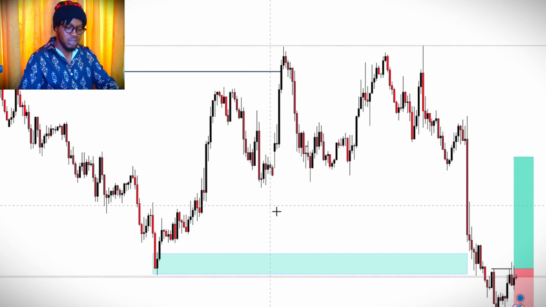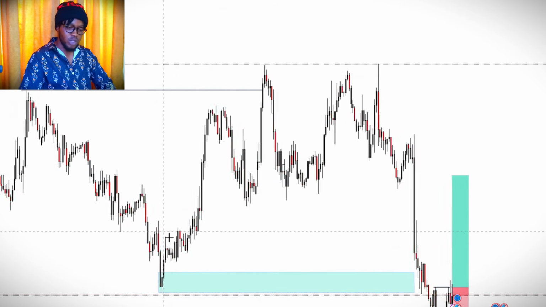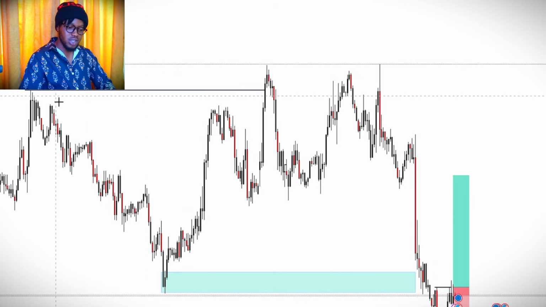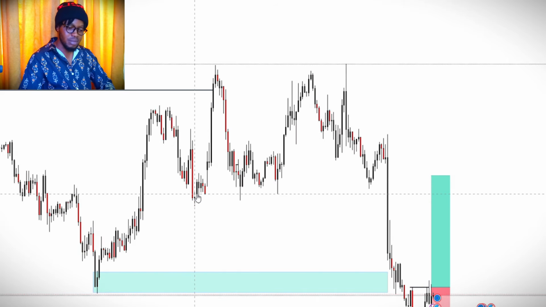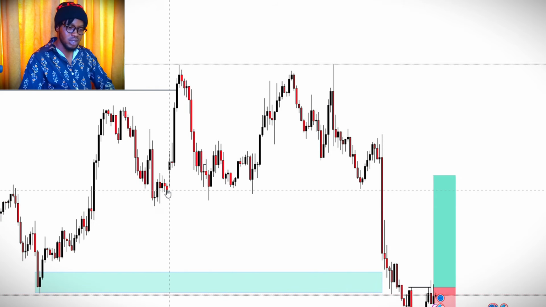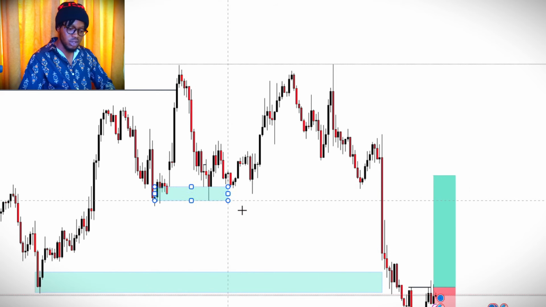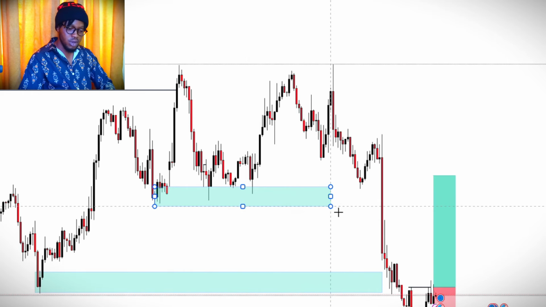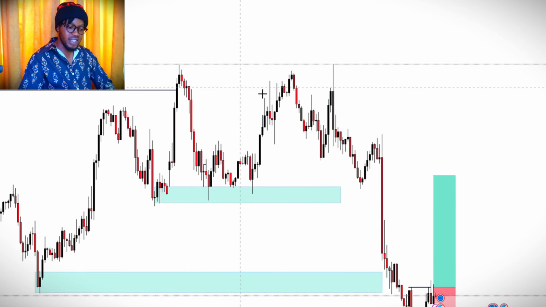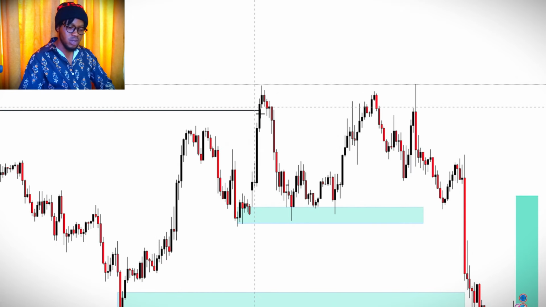Now there is another demand zone here because price went up and failed to break past this point and gave us like a flip zone. So this is an internal demand zone right here. Do you know why it's called the demand zone? Because it is leading to this break of structure right here. So this is the internal demand zone and this is the external demand zone.